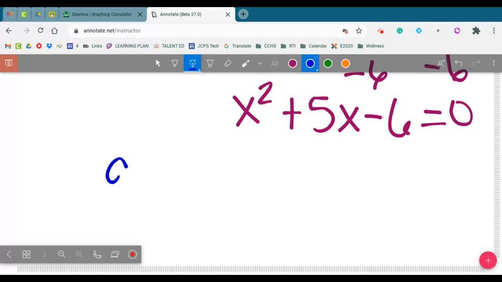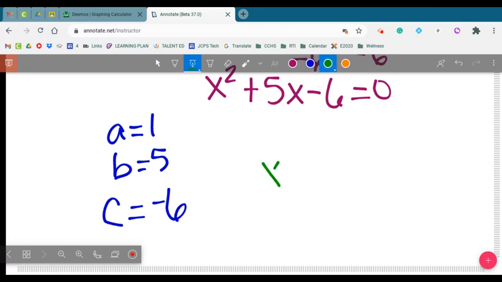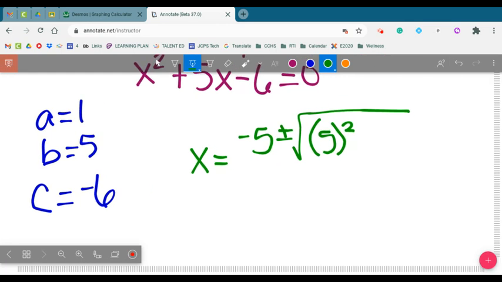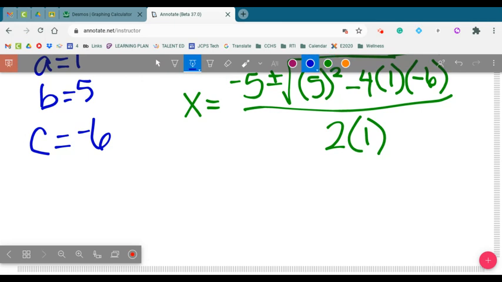Identify our a, which is 1. Our b is 5, and our c is negative 6. Take these and plug them in. So x equals negative b, so negative 5, plus or minus the square root, 5 squared, minus 4 times my a value, which is 1, times my c value, which is negative 6, all over 2 times my a value, which is 1. Then I simplify under my radical.